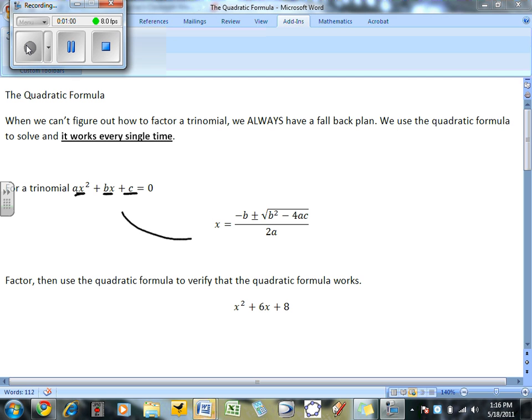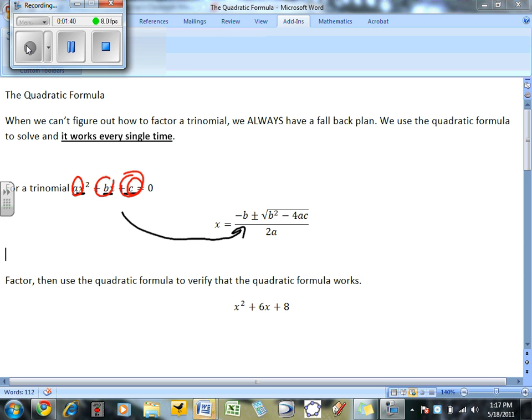We can use this formula to solve for x, where b is the number right in front of the x, including the sign. And a is the number right in front of the x squared, including the sign in front of it. And c is a constant that doesn't have an x by it, including the sign. I should have circled the sign there as well. So all we've got to do is plug that into the formula: negative b plus or minus the square root of b squared minus 4ac, all divided by 2a. We plug it into that formula, and it gives us the solution to our problem.